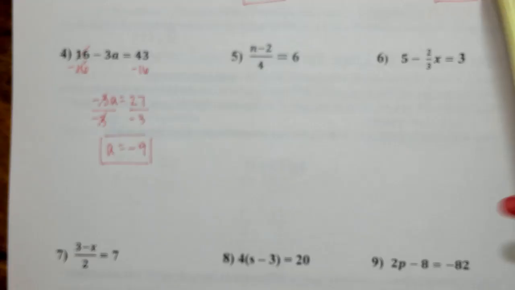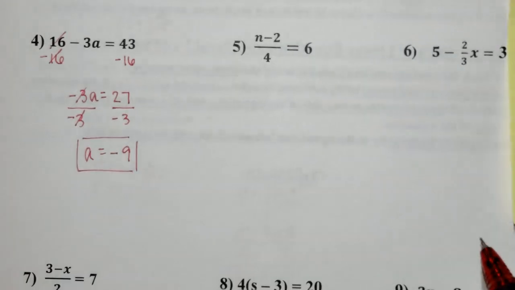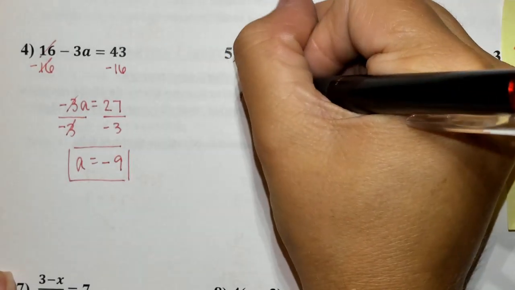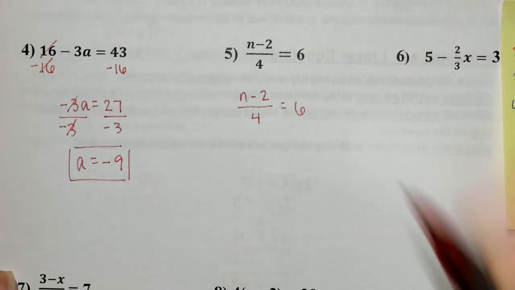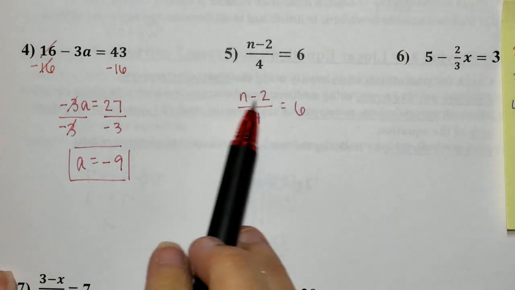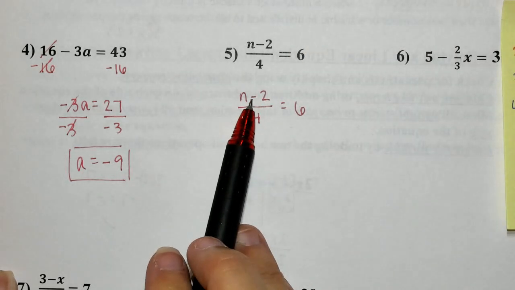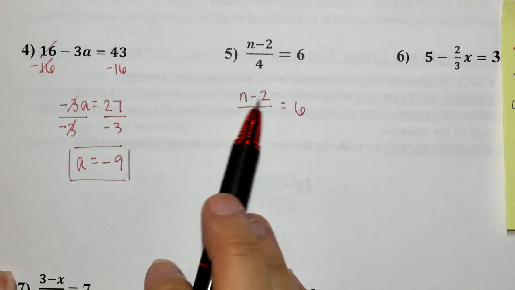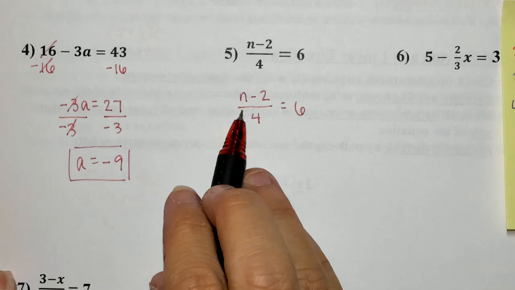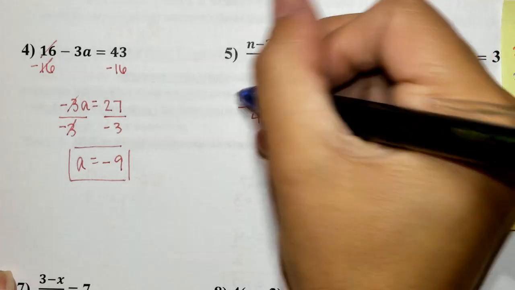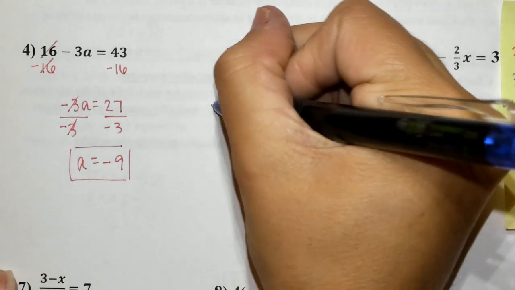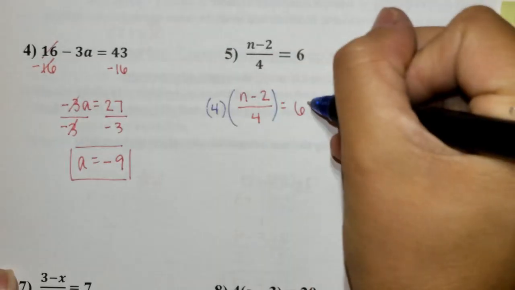Okay. Number 5. This is our exception. Give me a second. I'm going to rewrite it. So n minus 2 divided by 4 equals 6. Remember that when you have an entire sum or difference, this would be a difference because something is being subtracted here, and there are two terms. Whenever we have two terms in the numerator, we have to get rid of this division first. So the opposite of dividing by 4 is multiplying by 4. What I do to one side, I have to do to the other side.